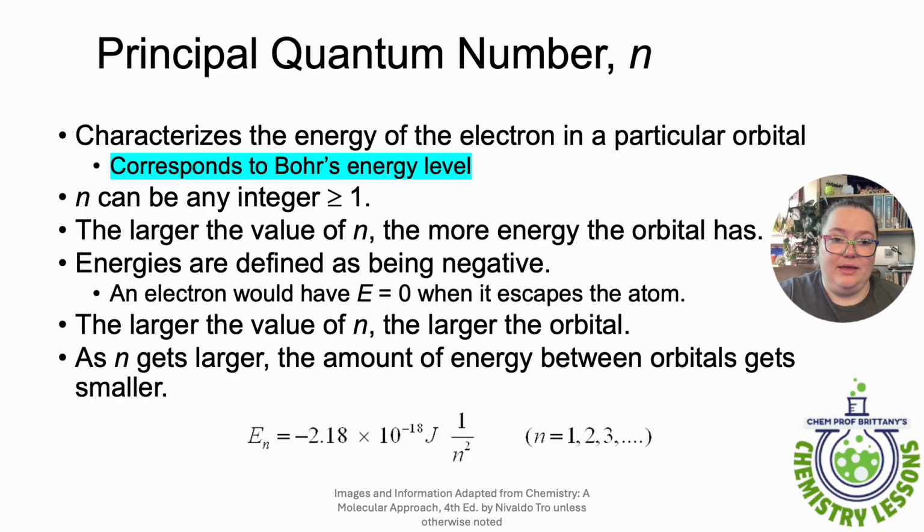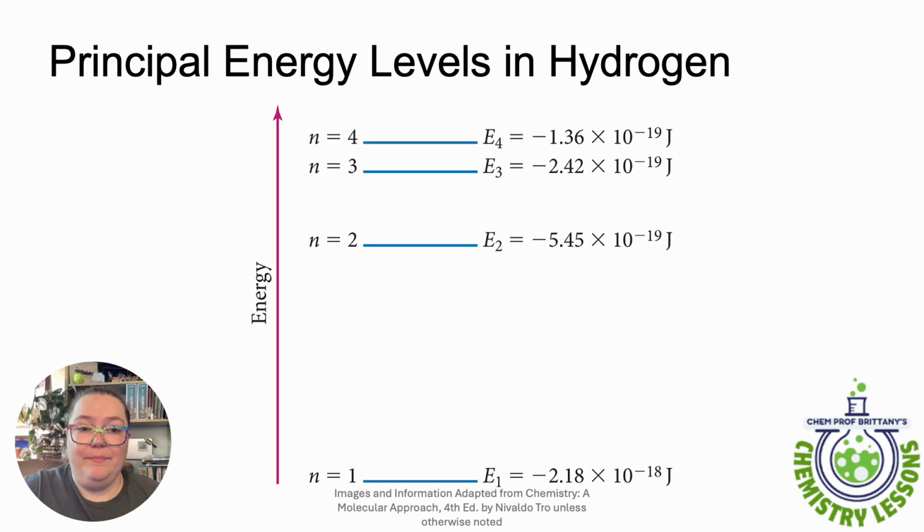So here we can see there's an equation that kind of summarizes that. And the energy in whatever energy level we're talking about, so n, is equal to negative 2.18 times 10 to the negative 18th joules times 1 over n squared. So second energy level, that would be 2 squared. Fourth energy level, that'd be 4 squared, etc. So you don't have to do this math. The math has already been done. So here are the energies for the energy levels in hydrogen.